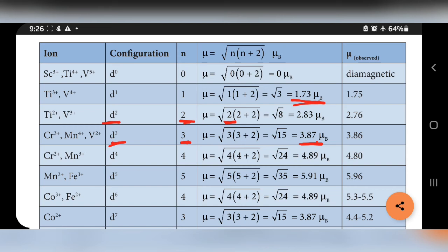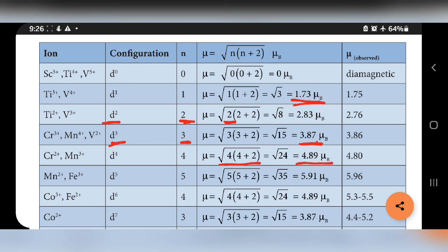Like that, for chromium 2 plus and Mn 3 plus, the electronic configuration is D4, 4 unpaired electrons. So 4 unpaired electrons means n equal to 4. So root n into n plus 2, that is 4 into 4 plus 2, that is root 24. Root 25 means 5. Root 24 means less than 5, that is 4.89 Bohr magneton.